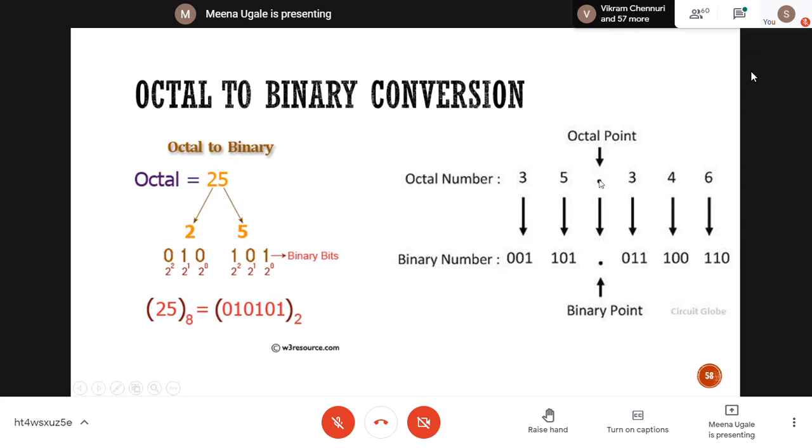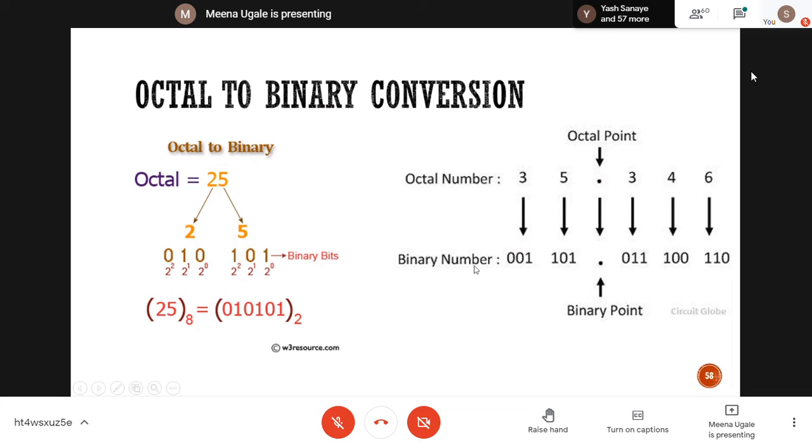What if you have a decimal point there? Here I will call it an octal point. I have the number 35.346. Same method we are going to follow. Separate out the digits, find out their binary equivalent, and write the number together. Note down this octal example with a decimal point.